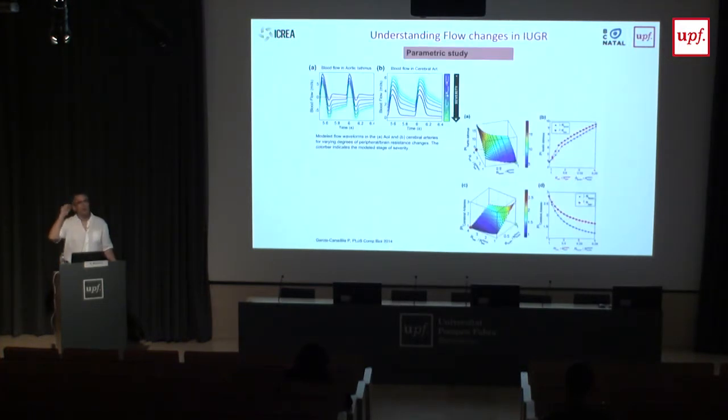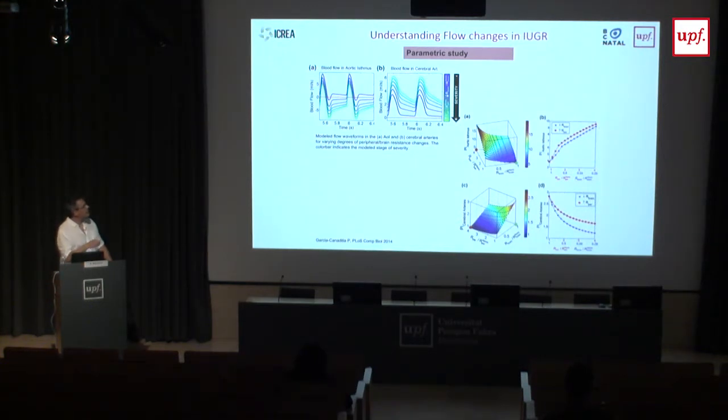When you create this model, you can start to do, for example, parametric studies, saying: if we have changes in this part, for example changes in the resistance of the placenta, or, as people think, vasodilation in the brain in order to increase the flow there to be protective, how does this change the flows that we can measure in clinical practice?